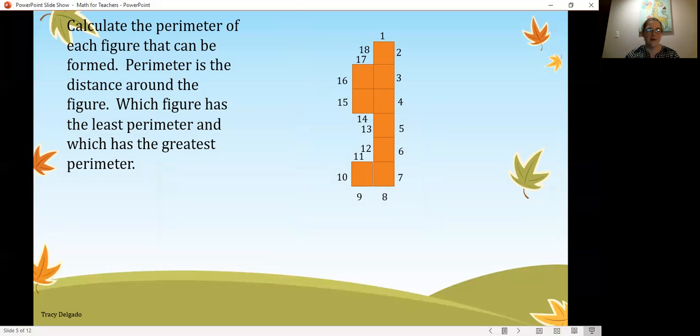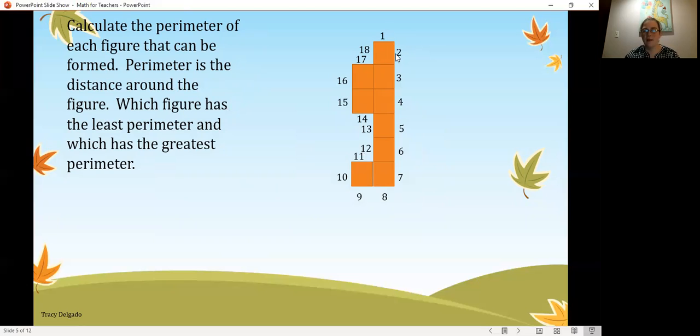The squares all have sides of length 1. And we're to calculate the perimeter of each figure that can be formed. Perimeter is the distance around the figure. And we're to figure out which figure has the least perimeter and which has the greatest perimeter. This one was one of the examples on our paper.